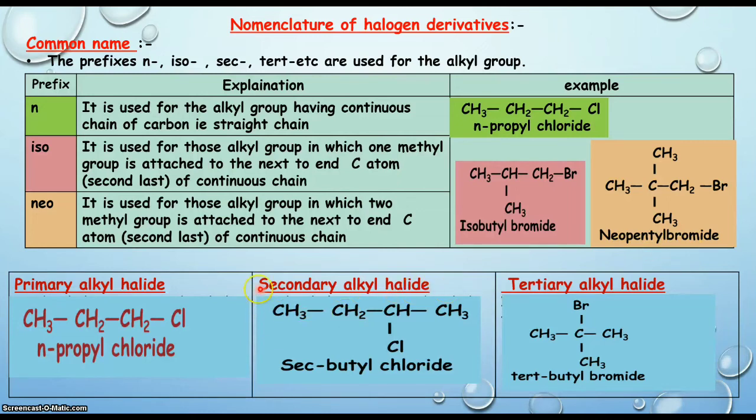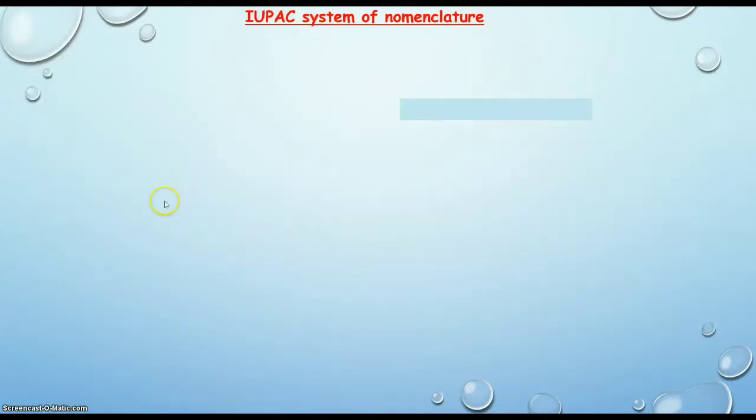In the previous video, we have already discussed primary, secondary and tertiary alkyl halides, while the sec term is used for those alkyl halides in which the halogen is attached to a secondary carbon atom. While in tertiary butyl bromide, the term tertiary is used here because bromine is bonded to a tertiary carbon atom.